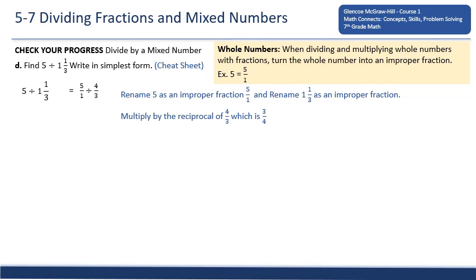And now, in order to divide 5/1 divided by 4/3, we need to actually multiply by the reciprocal of 4/3. So it's 5/1 times 3/4. And then we can multiply across. There's nothing to simplify. 3 times 5 is 15. 1 times 4 is 4. So we get 15/4. And we can change that back to a mixed number, 3 3/4. 4 goes into 15 3 times, and it leaves a remainder of 3. So that's how we get that.